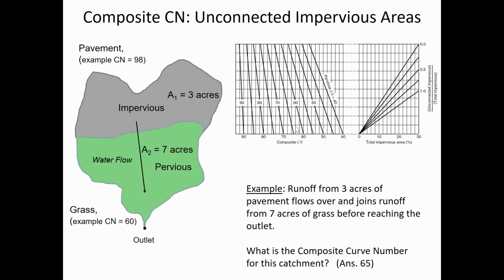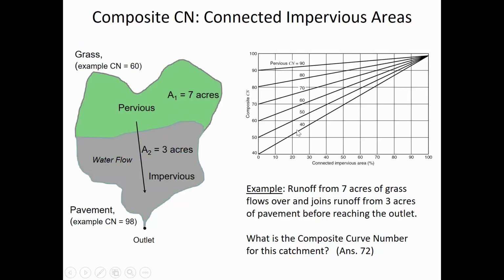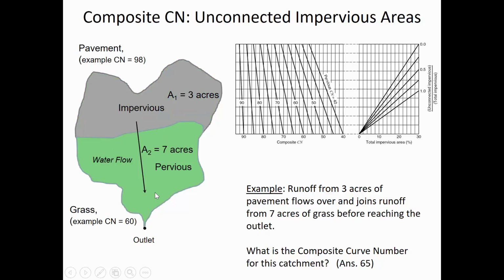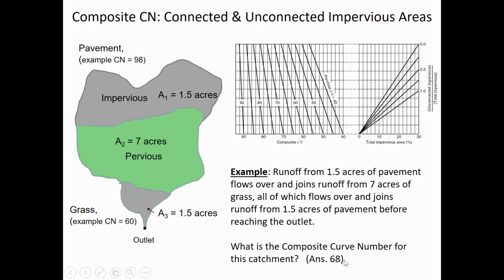So we've run the gamut. The two extremes were, you could have a curve number of 72 if the impervious area is directly connected to the outlet, or if all of the impervious area is away from the outlet, it may dip as low as 65, but then somewhere in between, if you've got half and half, meaning half connected to the outlet and half of it unconnected.